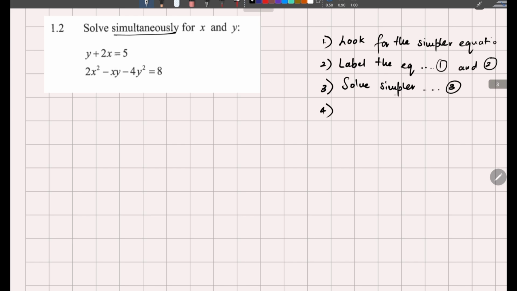Because I used the simpler one, that means I would now substitute it into the opposite equation. Substitute into the opposite equation and solve. And then finally substitute it back into 3.